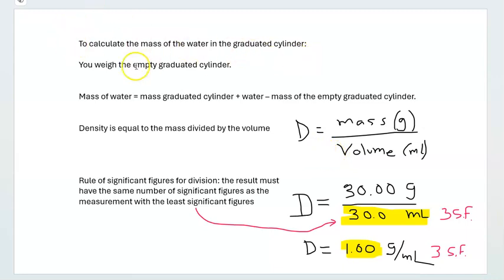Then here you have the explanation. You can stop the video at any time and you can understand what to do. But what is important in this case? The number of significant figures that you are going to report. As you are dividing, you are going to take into account the significant figures in the measurement with the least significant figures. In this case it is this one: 1, 2, 3 significant figures. So you have to report the density with 3 significant figures.